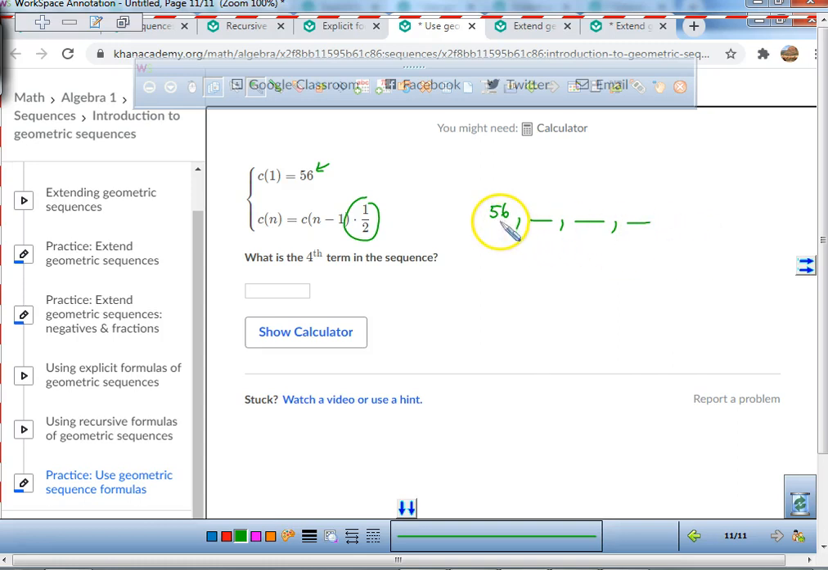So I'm going to take half of this guy. What is half of 56? That's 28. What's half of 28? That's 14. What's half of 14? That's 7. What's it looking for? The fourth term. This is the first, this is the second, this is the third, this is the fourth. Boom, I'm done. I'm typing in 7 and calling it a day.